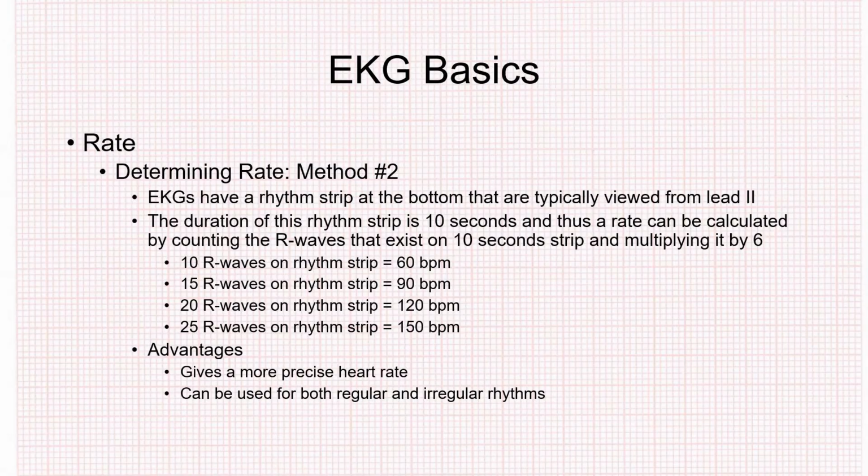Another method we can use is counting the amount of QRS segments that we see, how many depolarizations there are, and then timesing this by 6. So since it's a 10-second strip, if there's 10 R waves that are present on the strip, you times that by 6, and then you get 60 beats per minute. So this is a lot more precise and can also be used for irregular heartbeats.